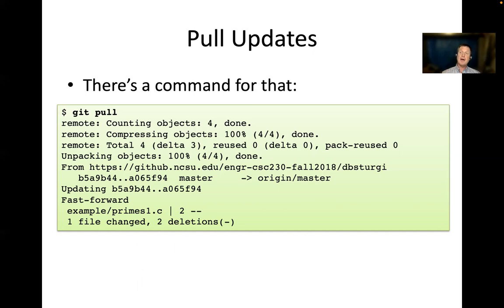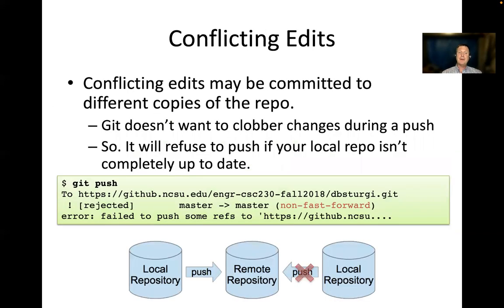You could work on one copy for a while, commit all of your changes, push them up to NCSU's GitHub. And then if you went to another cloned copy of the repo, you'd want to pull down those changes before you started working on that copy. Because if you didn't pull down those changes, the copy you were working on would be out of date. And that's what I want to show next.